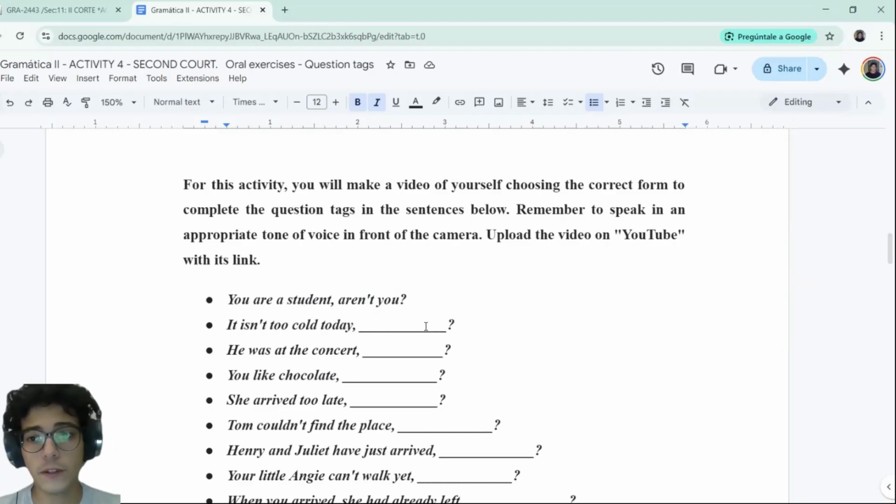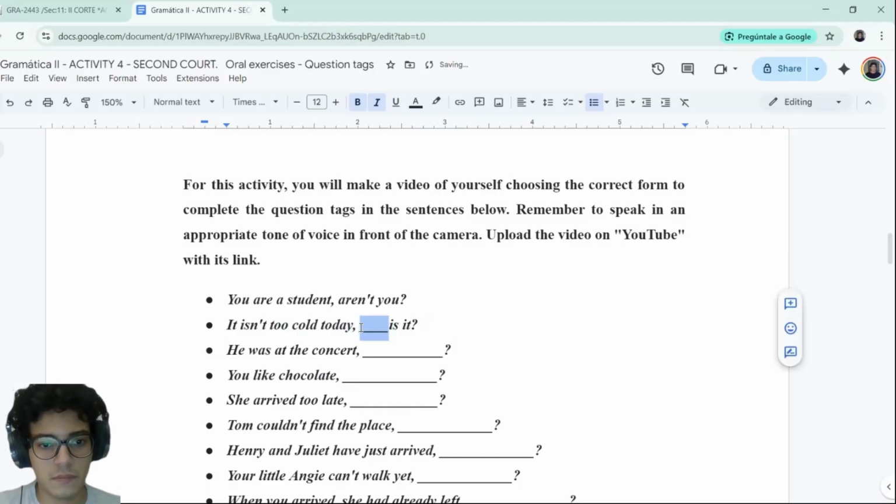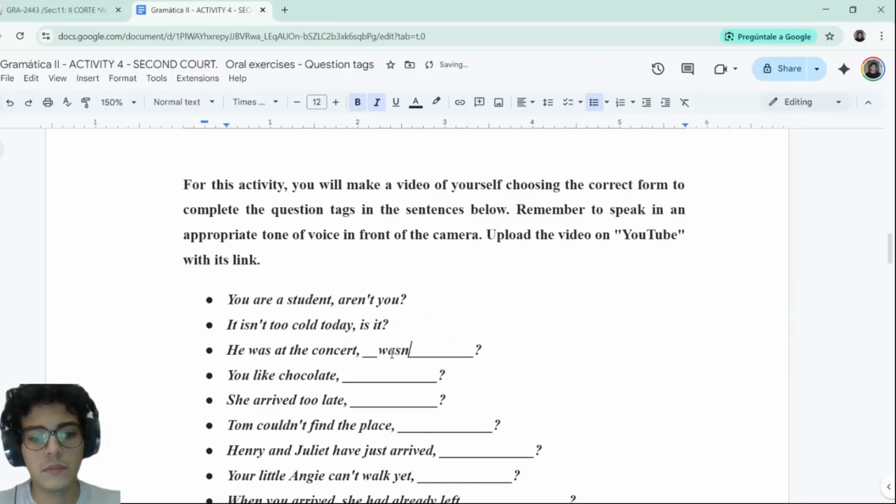Okay. So next up we have, it isn't too cold today. Now this is a negative sentence. So, it isn't too cold today, is it? He was at the concert, wasn't he?